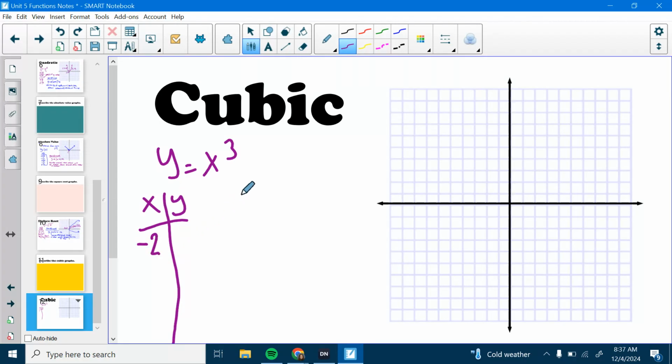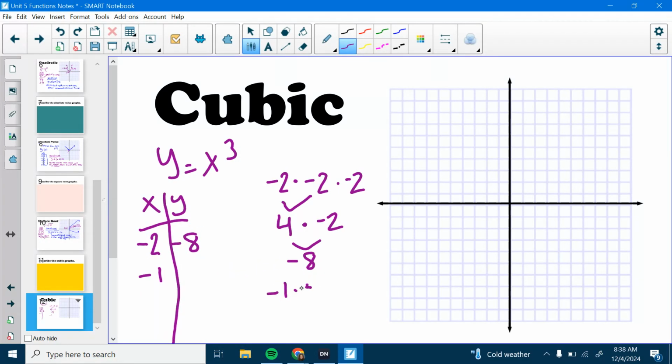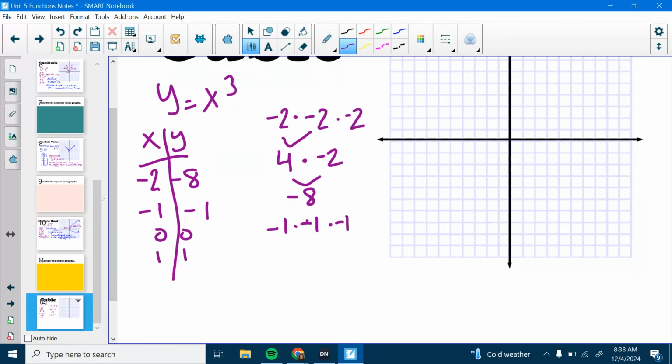Now, if I put in -2, this is saying -2 times -2 times -2, because cubing is multiplying it by itself 3 times. Well, -2 times -2 is 4, times -2 is going to get me -8. So I have -8. If I put in -1 times -1 times -1, I'm going to get -1. 0 is going to get me 0. 1 is going to get me 1, because now we're in the positive zone. 2 is going to be 2 times 2 times 2, gets me 4 times 2, which equals 8.